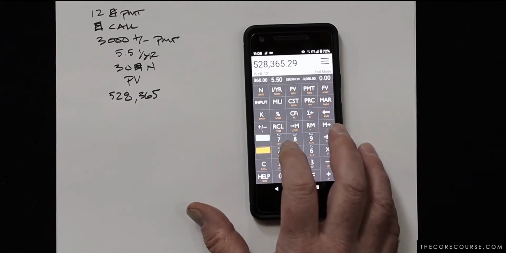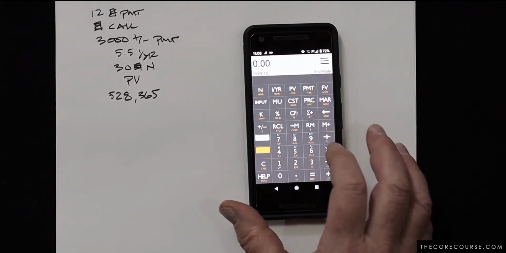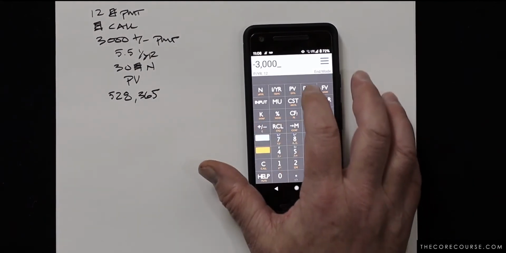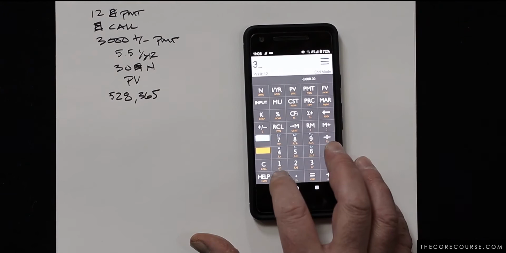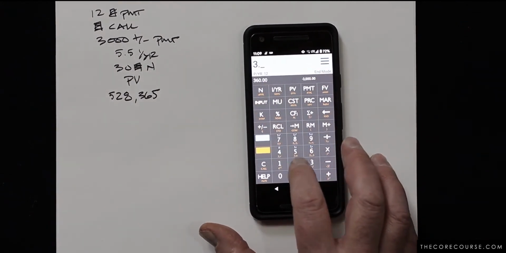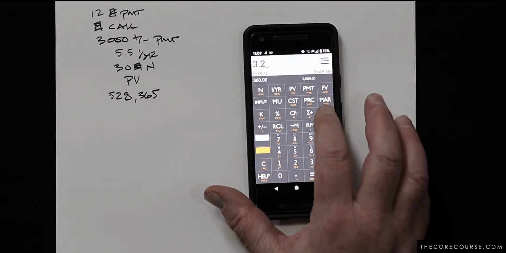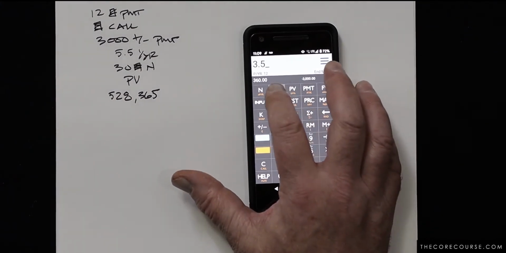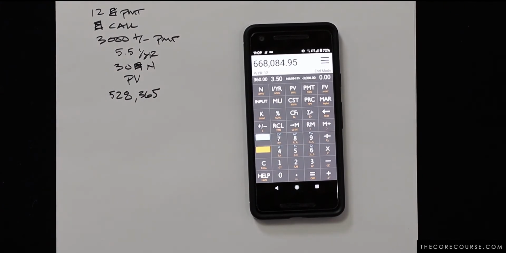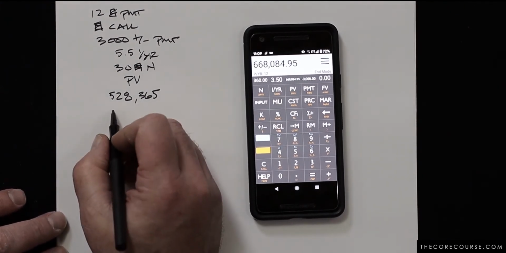All right, so now I'll just do the exact same thing, just going to change the interest rate to 3.5%. So we'll do gold key clear all, 3,000 plus or minus payment, 30 gold key N, 3.5 interest per year, solve for the present value. And we get 668,085 rounded.